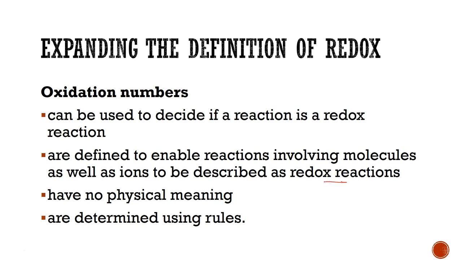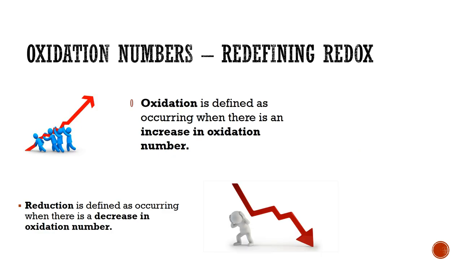So previously we've just dealt with ions. It's important to realize they have no physical meaning. They don't relate to any physical property in the compound whatsoever. They're just an accounting tool for us to be able to keep track of the electrons. And we have specific rules in order to work them out. So this gives us another way of figuring out if redox reactions have occurred. If the oxidation state changes, so if the oxidation number increases, then we can say that oxidation has occurred.